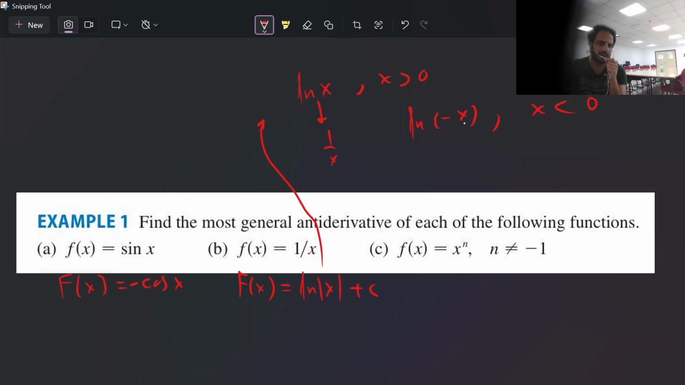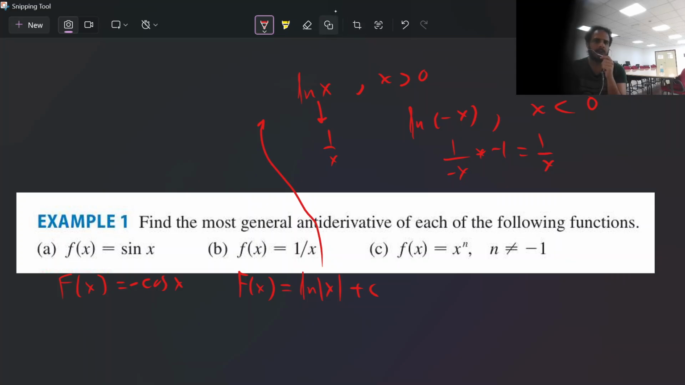Now look at ln minus x, x less than 0. What's the derivative of this? We use the chain rule, right? It will be 1 over minus x times the derivative of the inner, which is minus 1. What do you get? 1 over x, right? So you have two solutions for it. How to combine them in one solution? You put absolute value. Good? Is it clear?